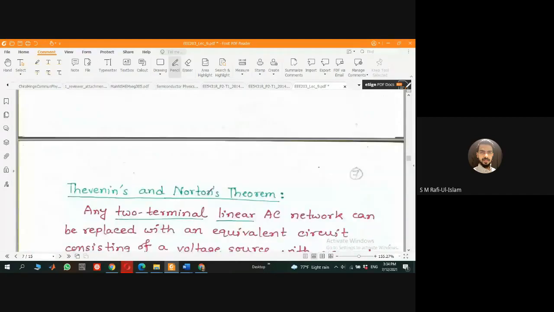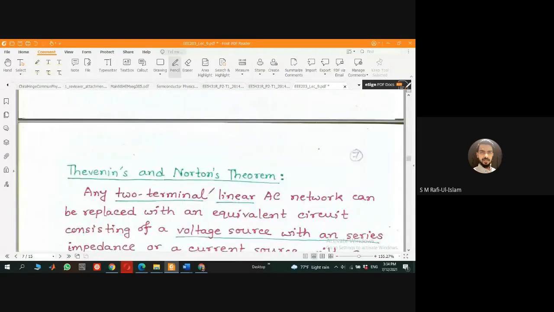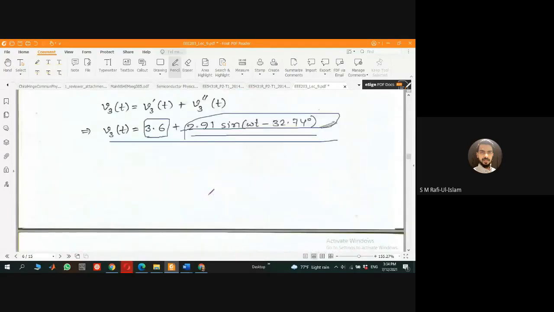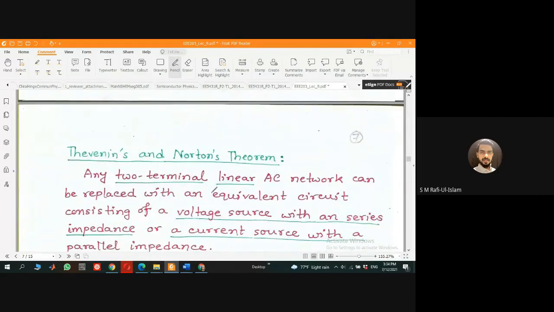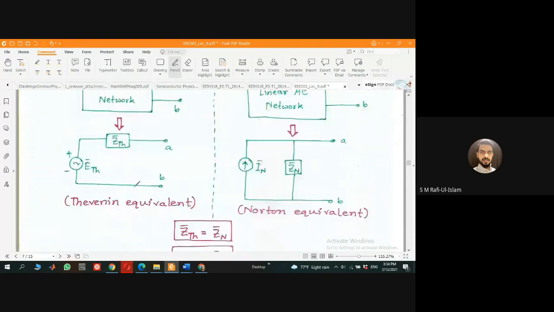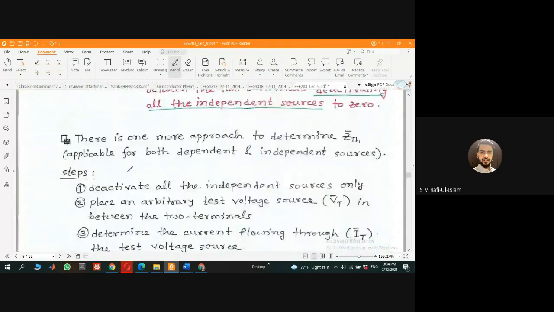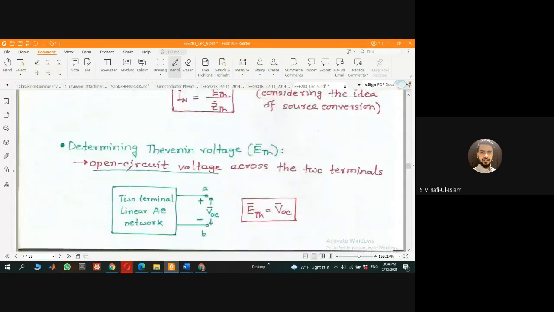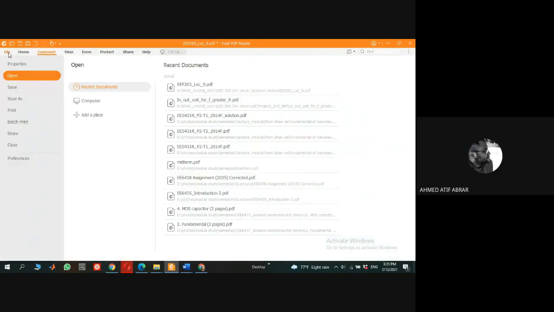Is it clear? Yes, sir, it is clear. Then I will end our session here. I will end a bit early. I will try to cover the Thevenin-Norton theorem and the other theorems in the next class. Probably these are the same as whatever we have learned in DC circuits. Any question here? Do you have any question? No, sir.